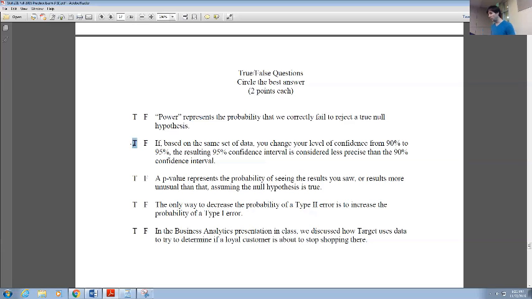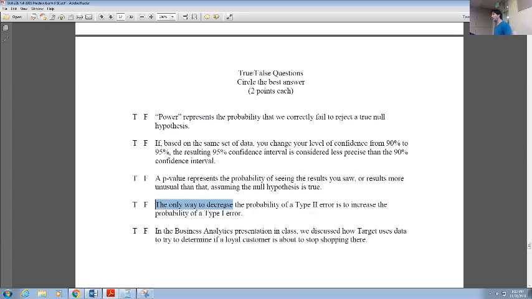But good things there. So this one was true. It is less precise for those wondering. A p-value represents the probability of seeing the results you saw or results more unusual than that, assuming the null hypothesis is true. That is true. P-value represents the probability of our results or results more extreme happening due to random chance variation, given that the null is true. You can read that as a true statement, and that is something you should know right here.